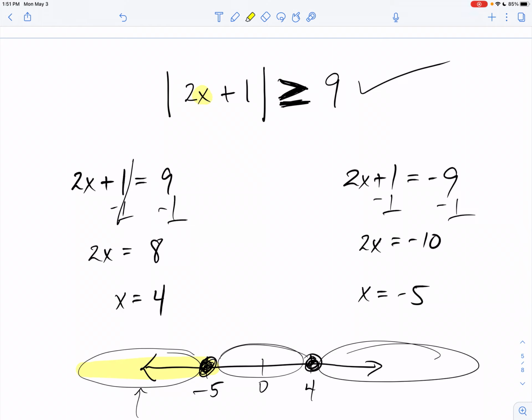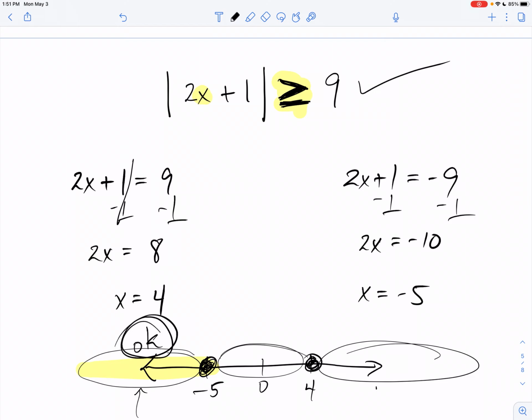2 times negative 10 would be negative 20. Plus 1 more is negative 19. But don't forget, we're going to take the absolute value of negative 19, and that would be regular 19, which is definitely greater than or equal to 9. So I would say in this case, this stuff over here is definitely valid.